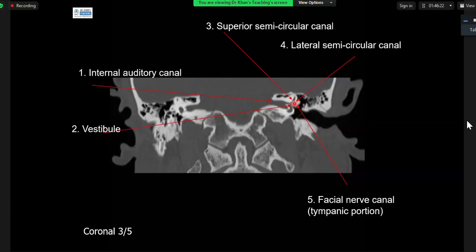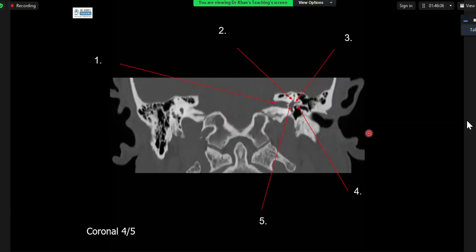So here is the superior semicircular canal. The lateral semicircular canal is partly visible. The dot inferior to that is an exam dot. And this dot is the tympanic portion of the facial nerve canal. Of course, the vestibule is here and the internal auditory canal is here.